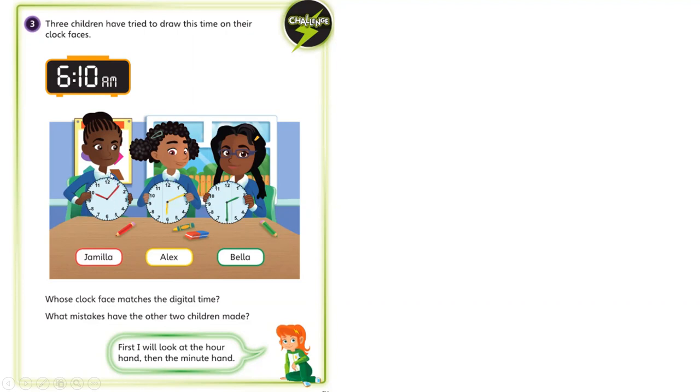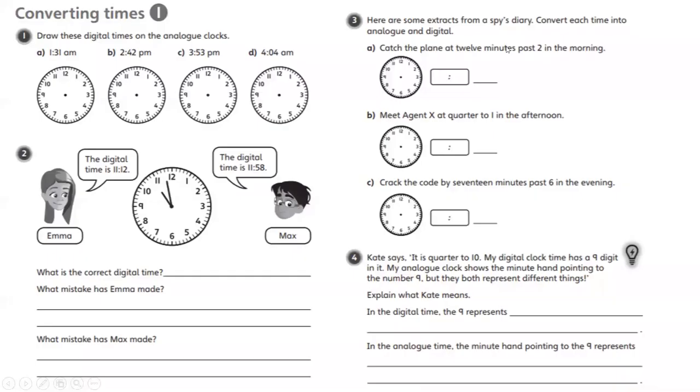And she's got 6 minutes instead of 6 hours, and she's got the 10. So she's got confused with her sixes and her tens and her hours and her minutes. So that's what we have to be really careful about when we're putting a time on an analog clock.